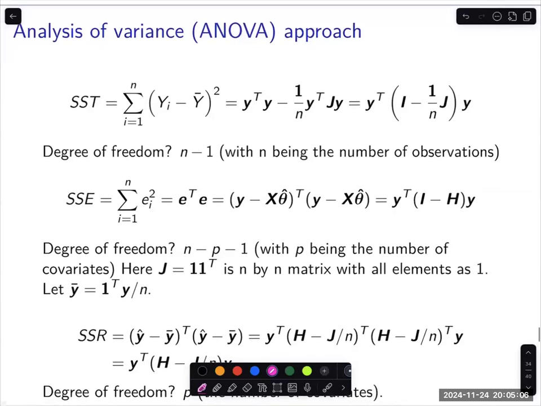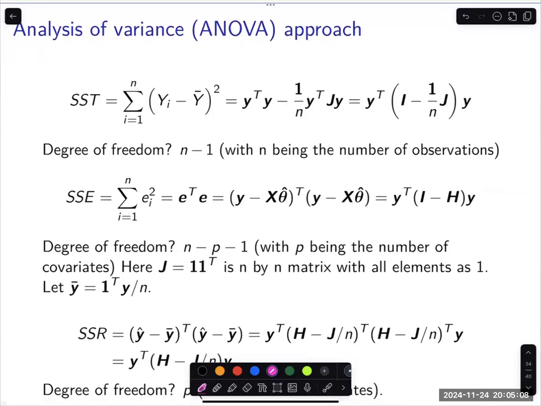Similarly, as what we have discussed for simple linear regression, we can rewrite the sum of squares total and sum of squares error together with the sum of squares regression. This calculation is a little bit tedious to record, but one important thing is that the G matrix is a vector of 1s times the transpose of the 1 vector. Basically, this is a matrix with all 1s as its elements, okay?